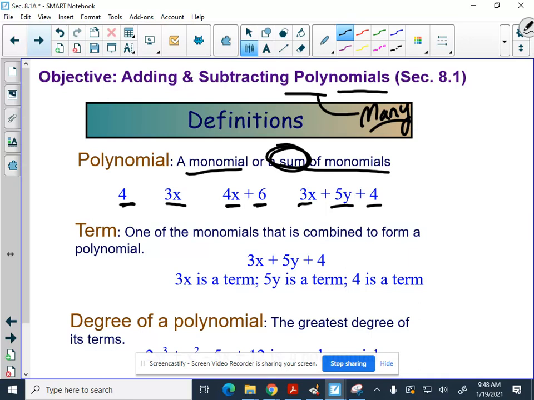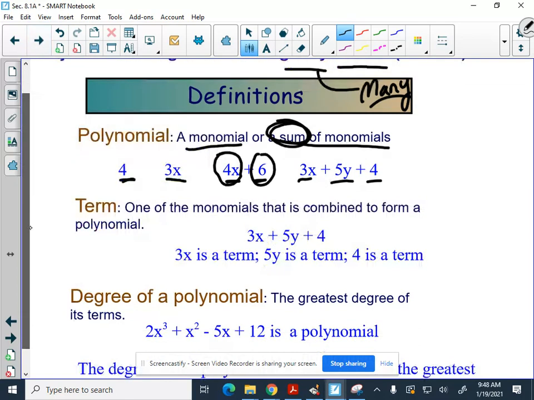now, a term. We add like terms. So a term is one of the monomials. For instance, 4x is a term, 6 is a term. If we had 4x and 6x, like I said, we could combine them, get 10x. We can't. Here, there are 1, 2, 3 terms that can't be added together. You see that? 1, 2, 3. Okay, 3x is a term, 5y is a term, 4 is a term.